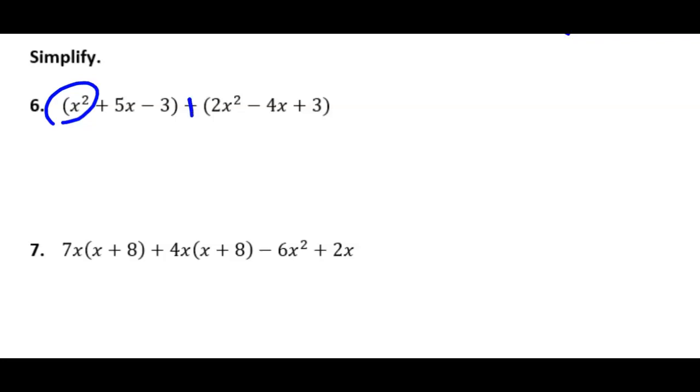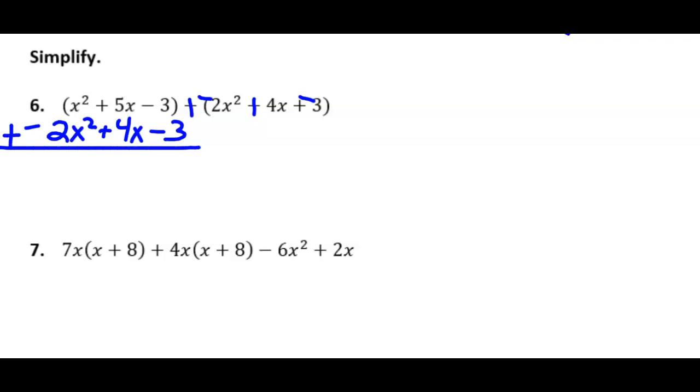We've got an x squared and a 2x squared. Remember what we did here? We changed that to a plus sign, and we changed all the signs here so we could add and not have to worry about subtracting, especially when I have a minus and a negative, which would turn into adding. Now I can put my like terms underneath my original problem: my 2x squared, my plus 4x, and then plus negative 3. And I'm adding those together.